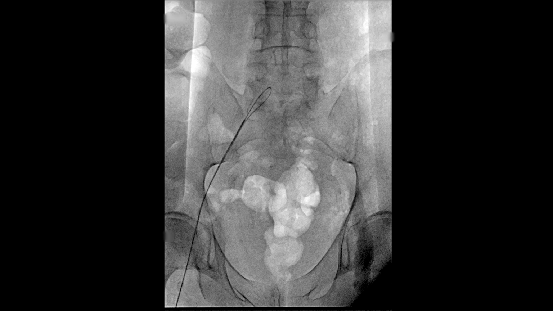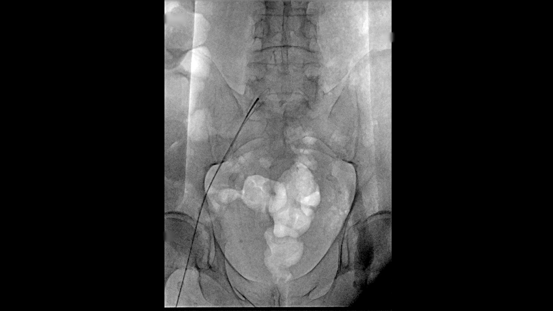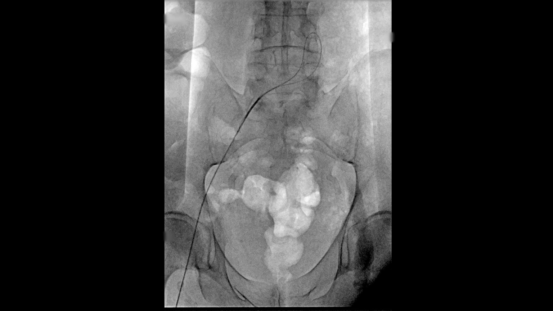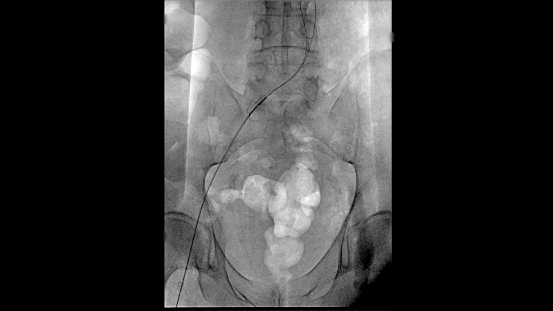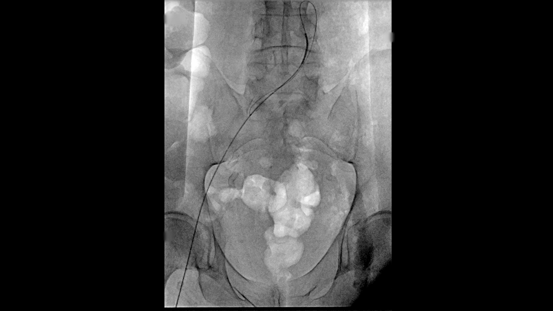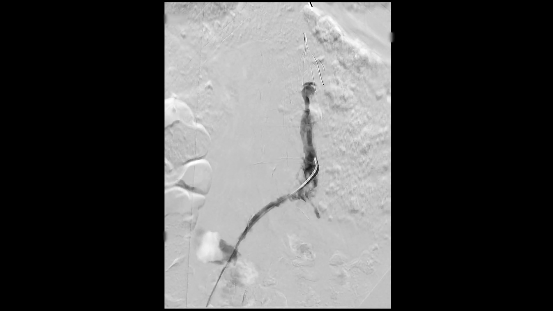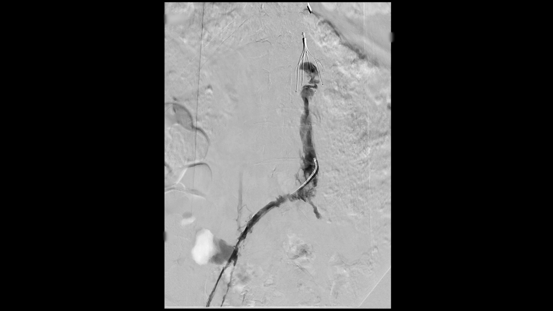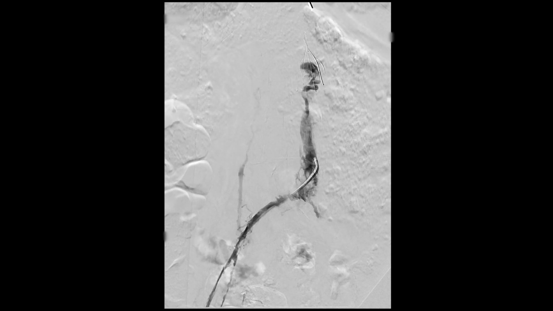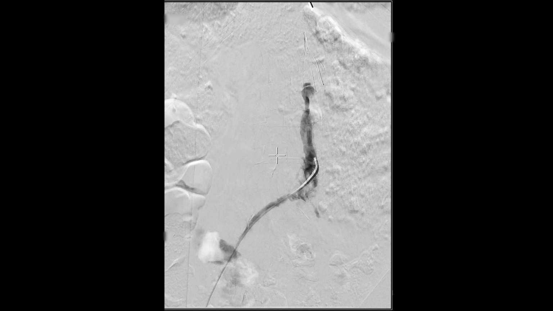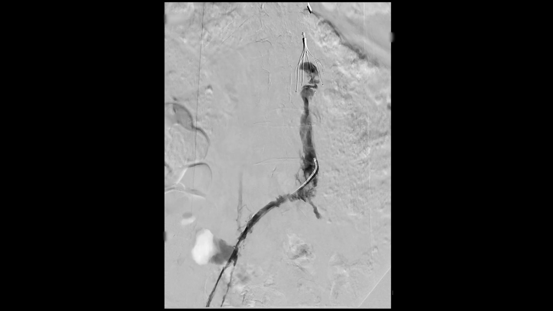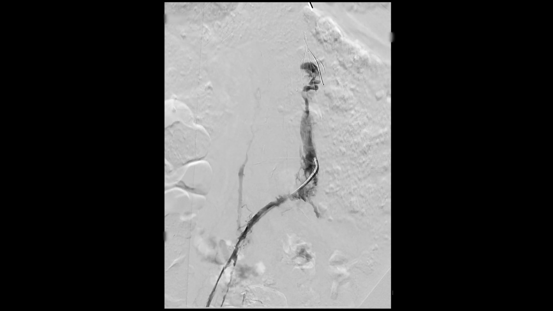After this, we then advance our Advantage wire along with a Berenstein catheter from the left lower extremity. You can see with the aid of a loop, our wire and catheter combination rapidly enters into the inferior vena cava. We then perform a cavogram, filling contrast into the IVC, but it does not easily get past the IVC filter, which is filled with thrombus, and you don't see any real reflux down into the patient's right lower extremity, but you do see some down into the left.